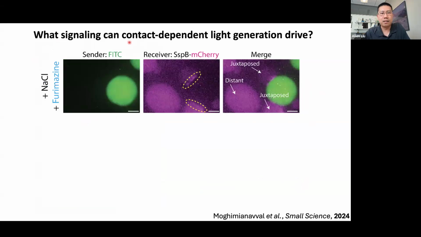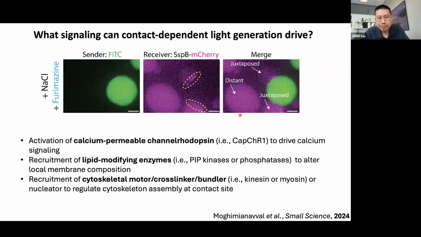So what kind of signal, and this is where the work stops, is what signaling can contact-dependent light generation drive. And I just want to show you an image of a population of sender and receiver cells, and you can see that the sender cells at the receiver interface will have some signals of mCherry, whereas the distant cells do not have that. Okay, so this sort of mimics the videos I showed you earlier, where the killer T cell, interfacing with the cancer cells, is able to kill just the cancer cell next to it, but not the distant cell.